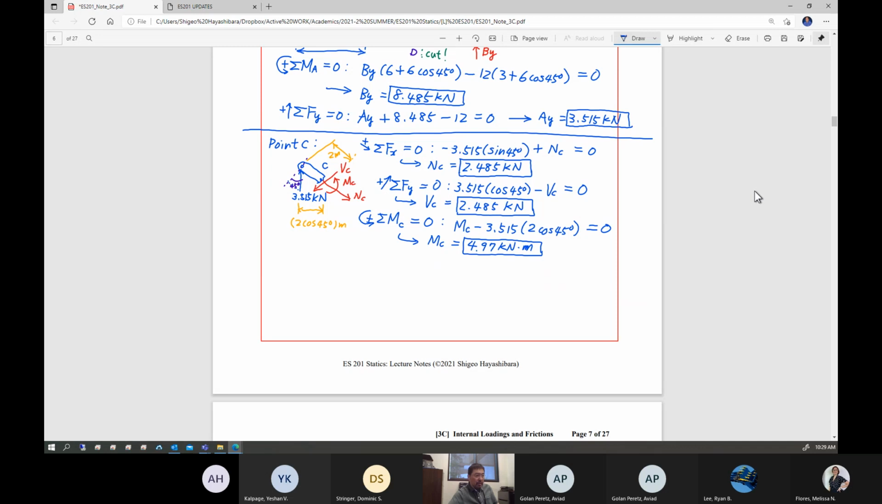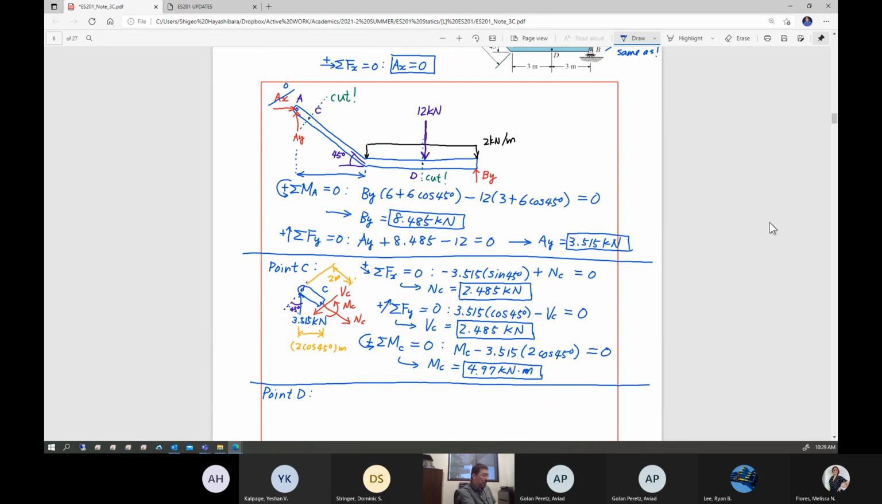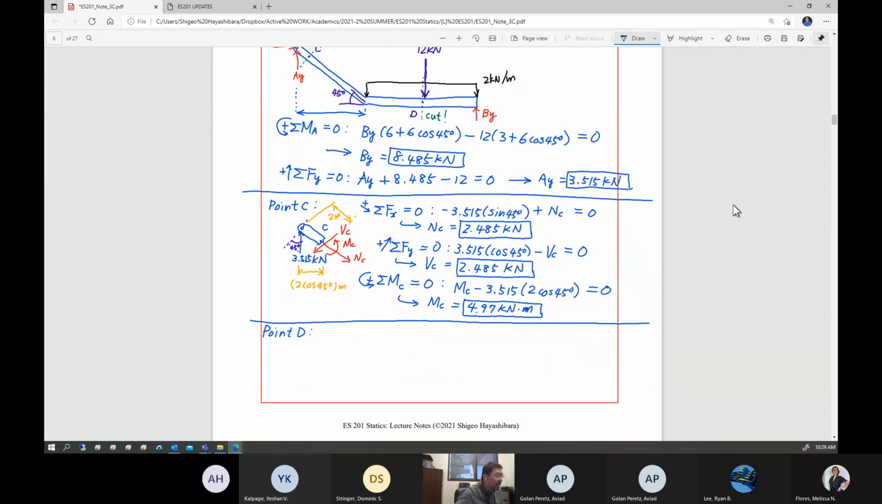I'm getting tired now, and running out of space too. But let's move on to point D. Okay, point D. Hopefully this is easier. So you're going to cut through point D. You can choose either this whole thing, or this cut segment, or this segment. I'm going to choose this one. It seems easiest, so I'm going to do that.